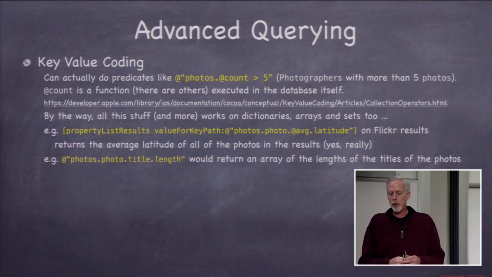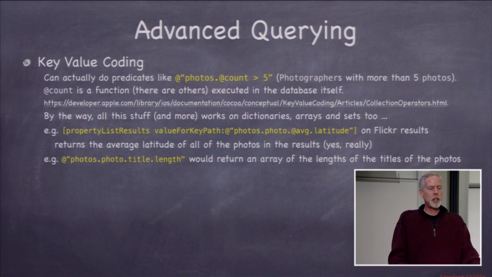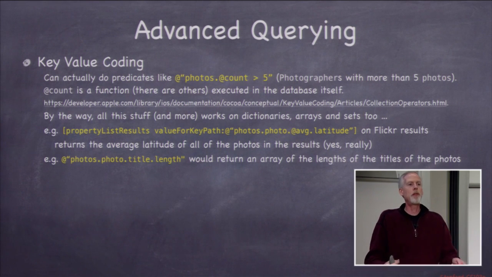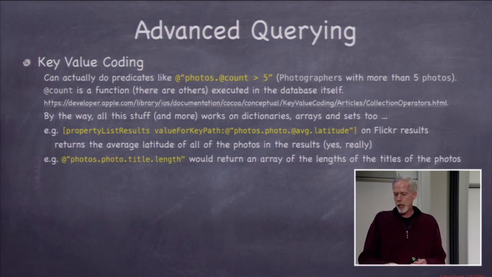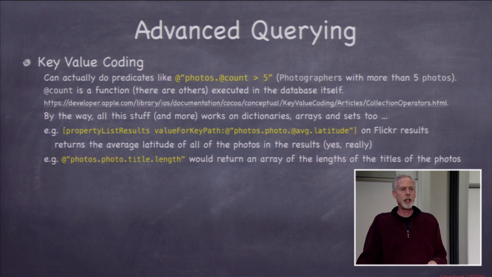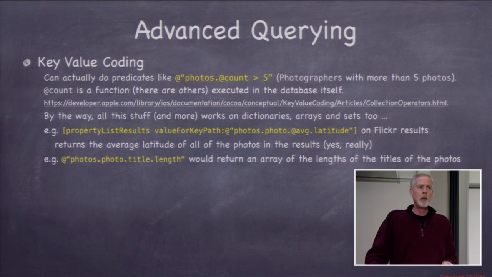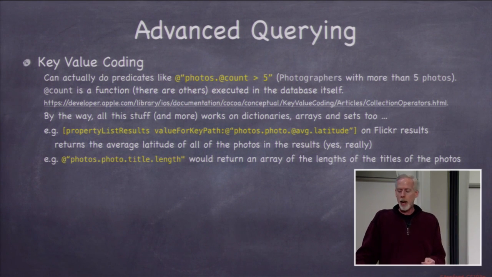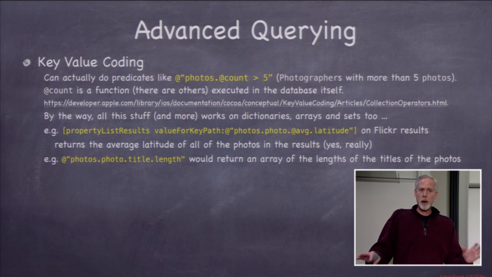So for example, if I wanted to find out all the photographers, give me back all the photographers who have taken more than 5 photos, my predicate would be photos.@count is greater than 5. Okay? And there are other @ signs, @average, you can look through to find out what there is. I put a link in here. You know, I don't usually put links in my slides, but this one is worth looking at. And this also works for any key value coding thing, so like for dictionaries.